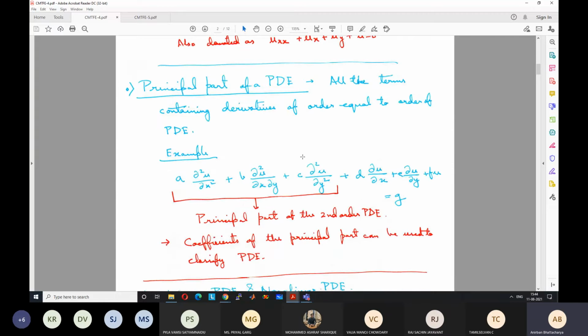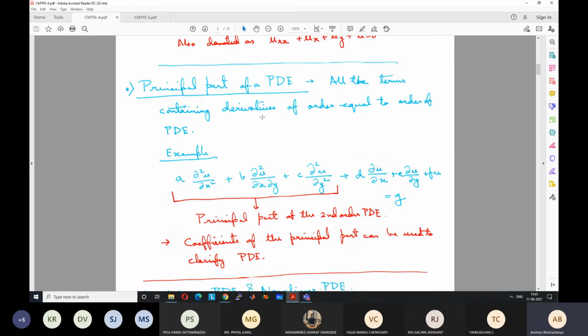Now, let us define another term, the principal part of a PD. All the terms that contain derivatives of order equal to the order of the PD constitute the principal part of the PD. Again, let us try to understand. There is a PD where there are some second order terms, some first order terms, some zero order derivative terms. All the terms which are second order will together constitute the principal part.